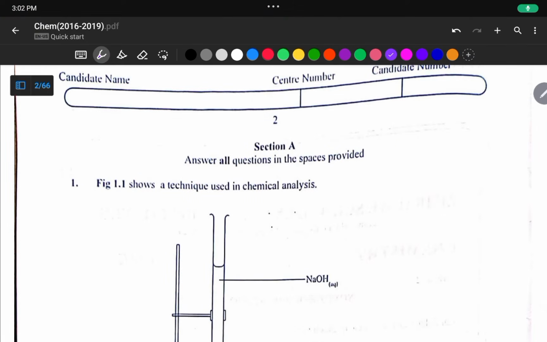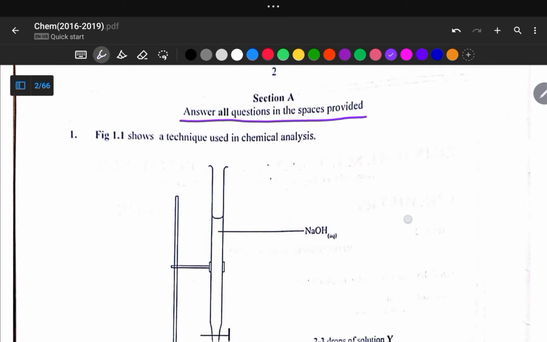If you're doing Zimsec, you need to pay attention to the instructions. For Section A, we are required to answer all the questions in the spaces provided. And if you're not doing Zimsec, or you're doing Cambridge or any other exam board, what you need to do is pay attention to the data. So here, don't focus on exam boards. What you only need is data to answer these questions, right?